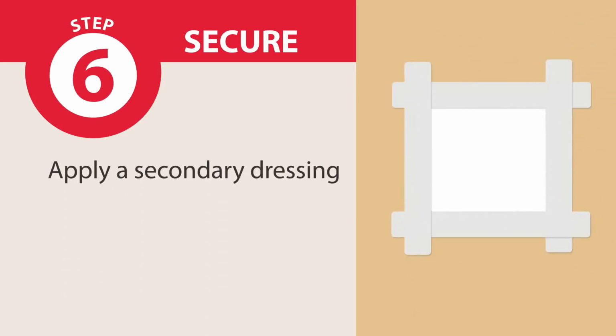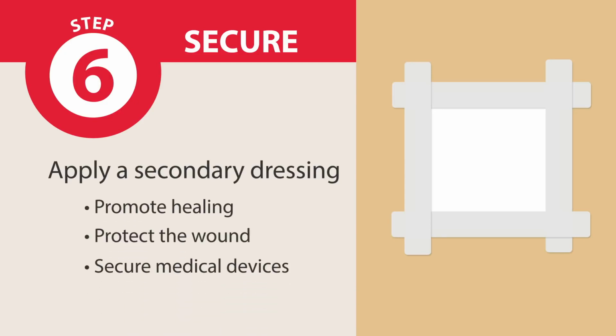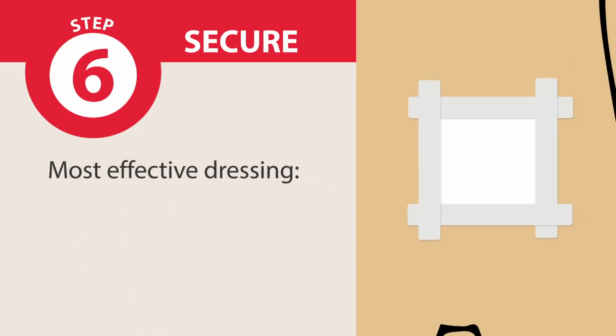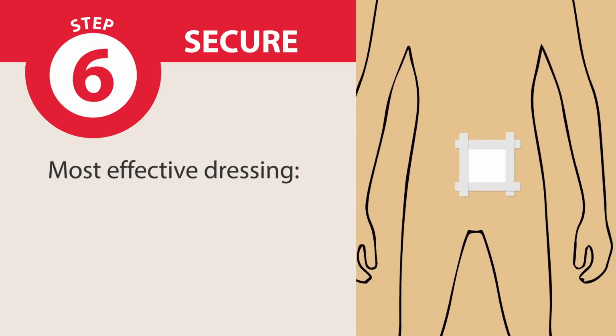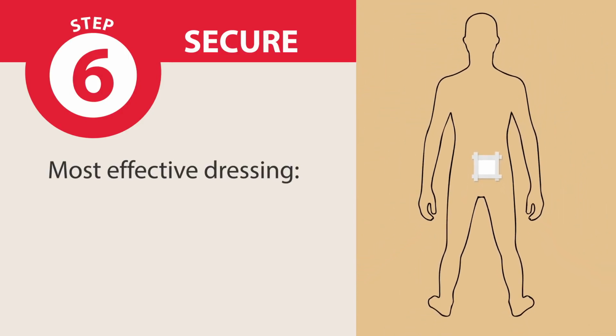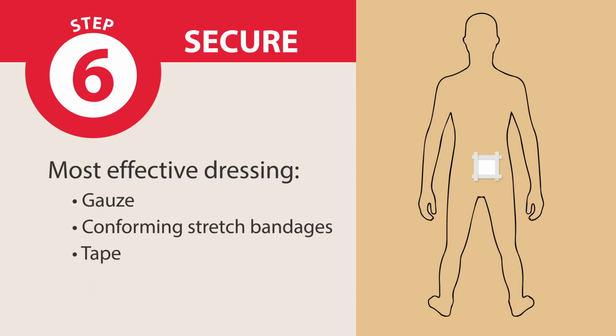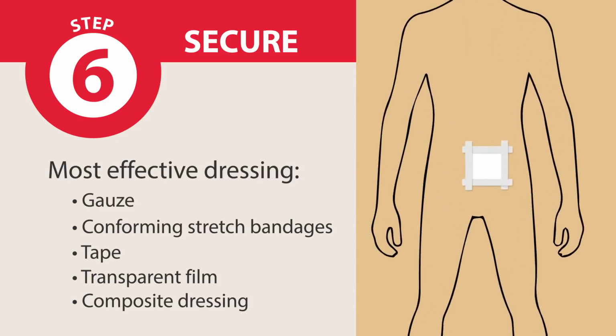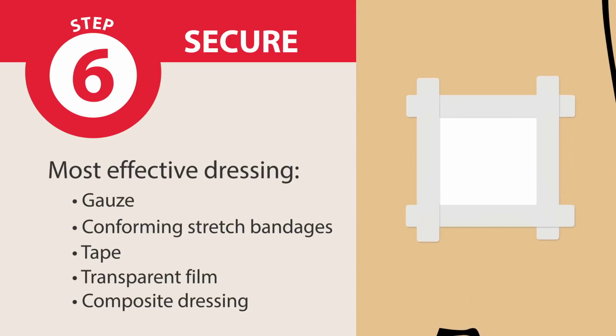This step helps promote healing by protecting the wound from pathogens. Securing the dressing also secures medical devices and aids in patient mobility. Select the most effective secondary dressing based on provider policy and procedures. Examples include gauze, conforming stretch bandages, tape, transparent film, and composite dressing. These products attach to, cover, or pad the protective dressing and help ensure it stays in place.